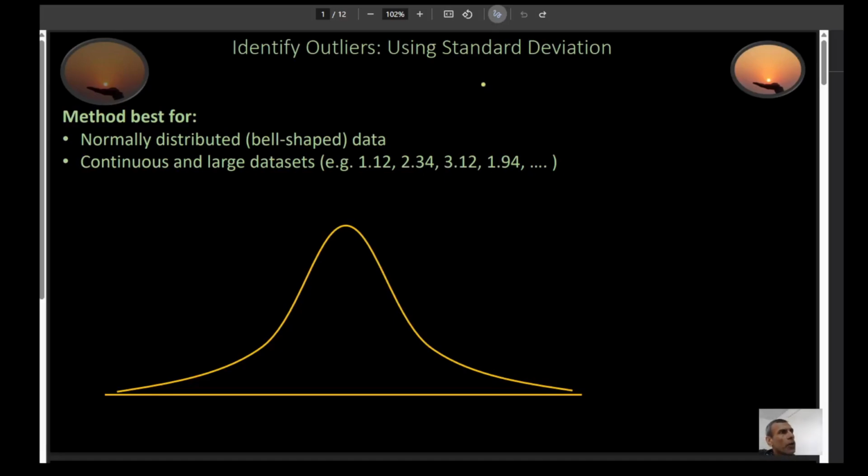Now I'm going to show you how to find outliers using standard deviation. This particular method is well suited for when your data has a normal distribution. In other words, the distribution curve of your data is bell shaped, something like this right here. Also, when your data has continuous values and when you have a large data set, not for a smaller data set, but for a large data set.